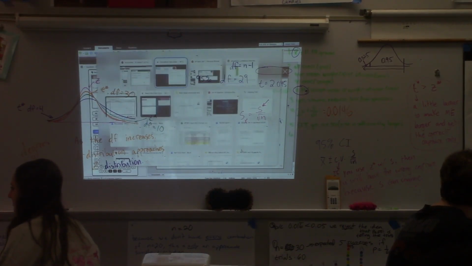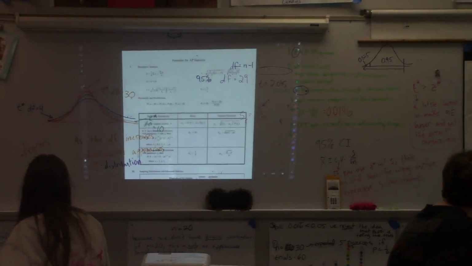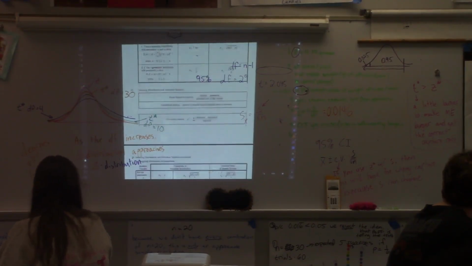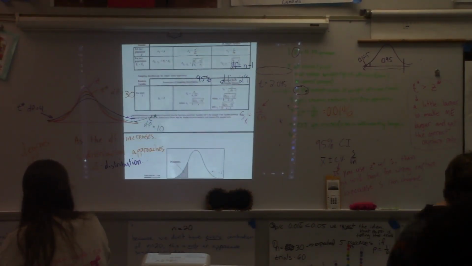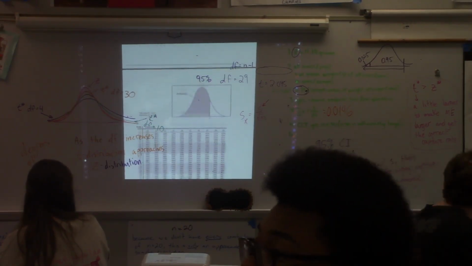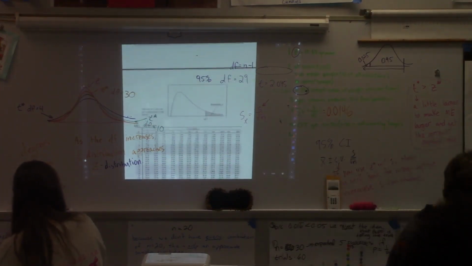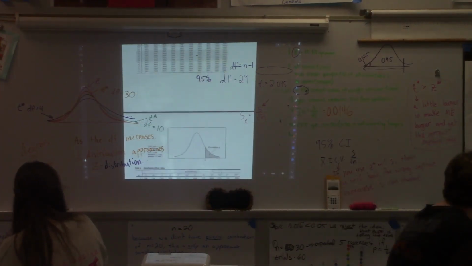They give you a formula sheet, and you've seen this formula sheet a lot. This is the z-score table, which you don't need. And then here's t, and then here's even chi-squared, which you don't need. T is the only one I would use.